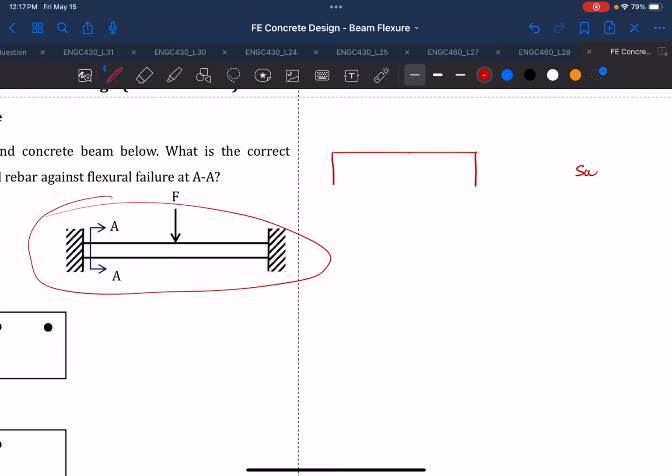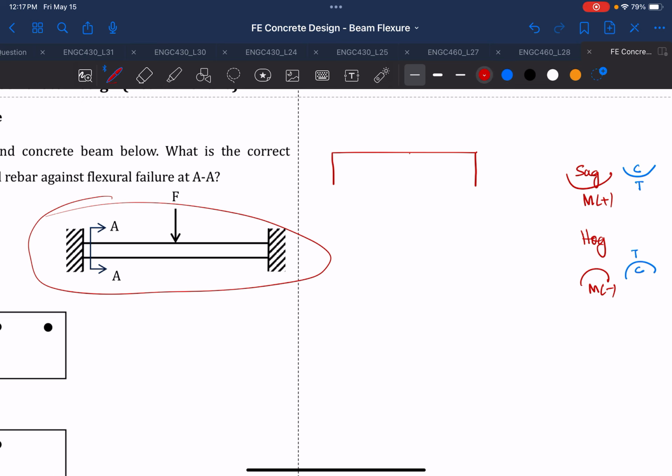And remember that sagging means the moment is positive, and hogging means the moment is negative. And what do you mean by sagging? What do you mean by positive moment or sagging? It would mean that tension is at the bottom and compression is at the top, and hogging means tension is at the top and compression is at the bottom.